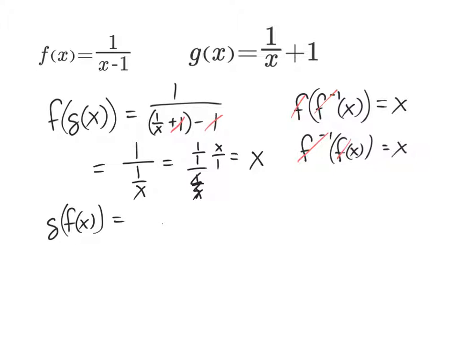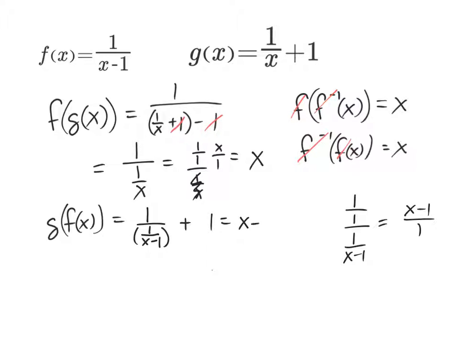So g is my outside function, so we're going to end up getting 1 over something plus 1. And inside there, we're going to put 1 over x minus 1. Well, 1 over 1 over x minus 1 is the same thing as 1 over 1 over x minus 1. Flip and multiply, you end up getting x minus 1 over 1. So this ends up becoming x minus 1 plus 1. And x minus 1 plus 1 is just x.